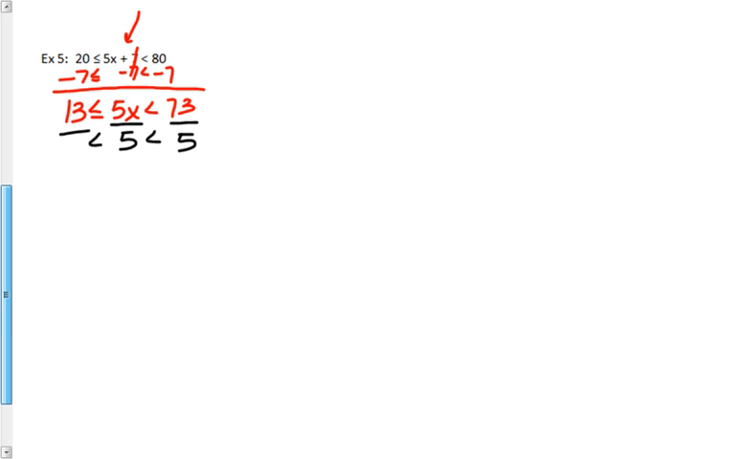Everything is being divided by 5 here. Now when I divide, basically what you wind up with is 13/5 is less than x, which would be less than or equal to 73/5. Now when you graph it, it's not so pretty looking at those improper fractions.